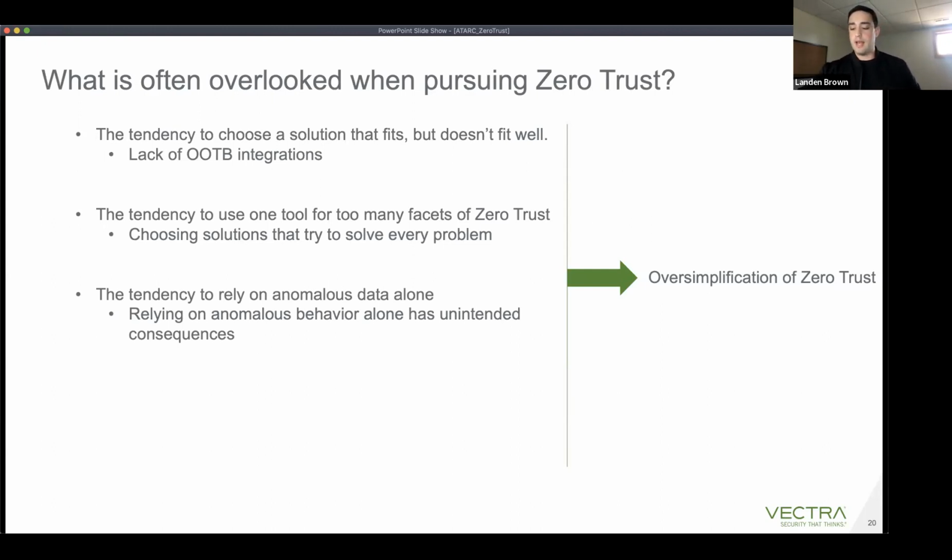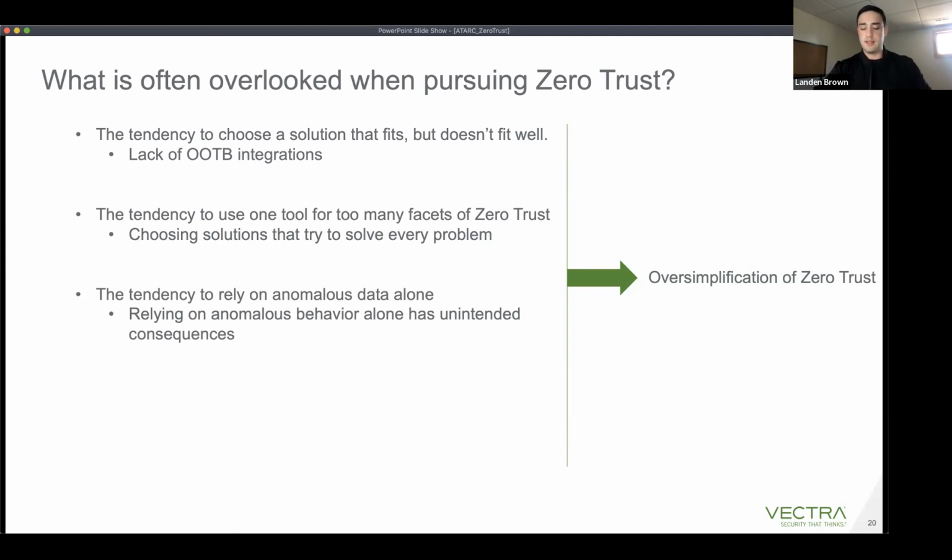And so it's very important that, in a zero trust architecture, every single tool is relied upon to do a specific function, but also to feed the efficacy of that function to another tool so another tool can do its function. The second tendency is to choose one tool for too many facets of zero trust, meaning that you're choosing a single tool to perform many different actions in the zero trust space. And from a theoretical perspective, this is something we would all want.